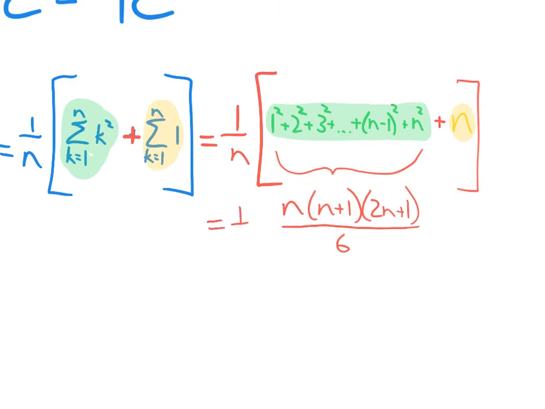Should we memorize it? You should memorize this one. Even if you don't remember it from back then, you should memorize it now. Okay? So there's the formula, and then plus, we have n times 1 over n, which is just a 1. So check this out. Those n's cancel out, these n's cancel out, and we have n plus 1 times 2n plus 1 over 6, plus 1. That's our sum.